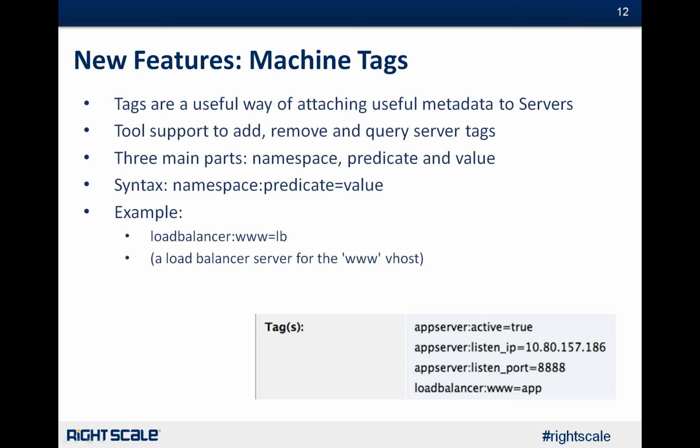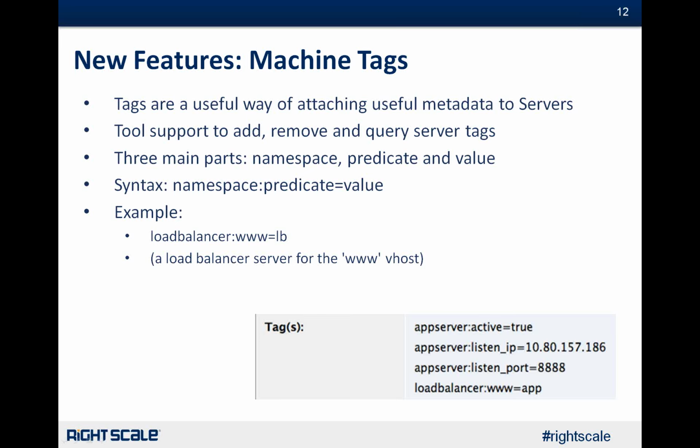With that, the first new feature is machine tags. And tags are just a way to attach some sort of metadata or information to your running server. We supply some tools that you can add, remove, and query these tags from the command line, from Chef resources, which I'll get into a little later, or from our dashboard UI. As you can see, they're really simple. From this example, this is a tag that we use, which we've arbitrarily assigned to mean this is a load balancer. This server with this tag is a load balancer for the www vhost.